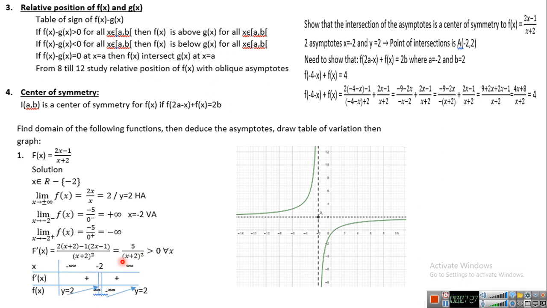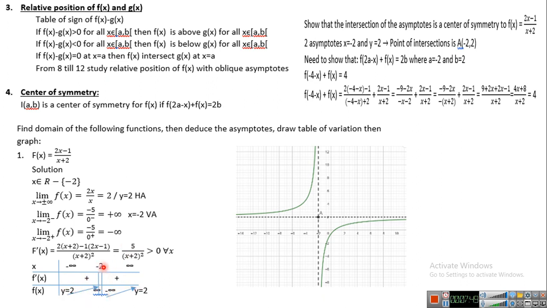So how do we write the table of variation? You have x, f prime of x, f of x. You have from minus infinity till infinity. You have the impossible value at minus 2, so we put this hash here, because it is a vertical asymptote. F prime is positive, so plus, plus. Derivative is positive, it means increasing and increasing.